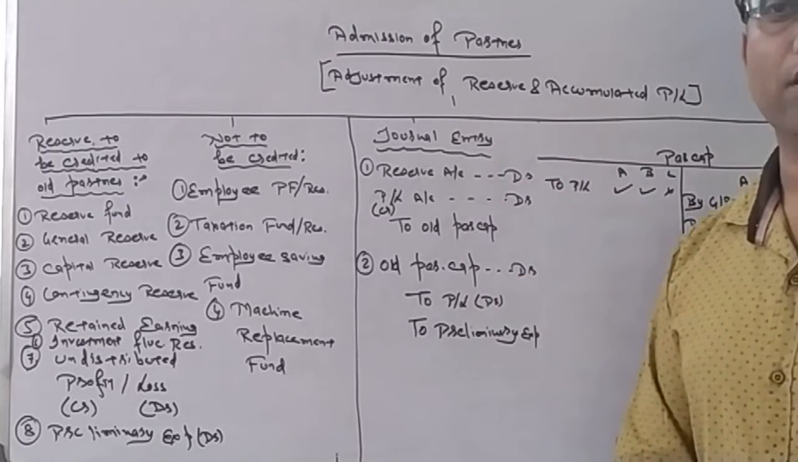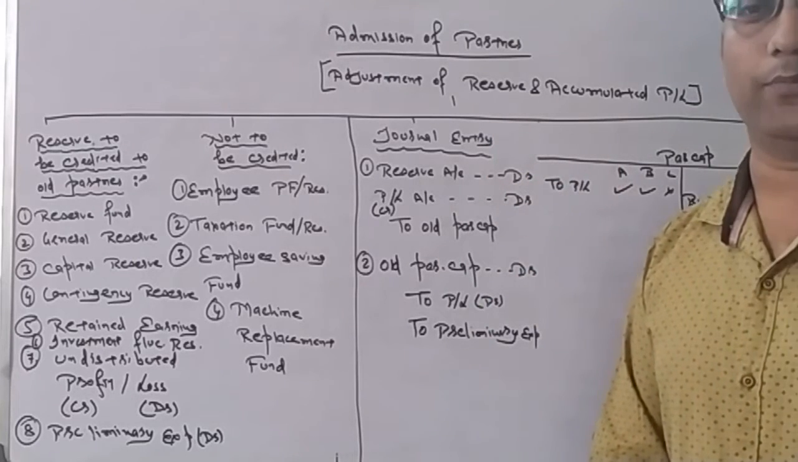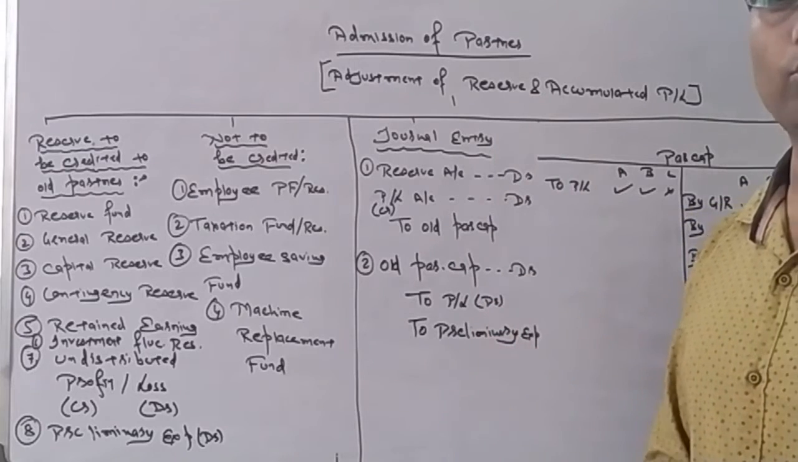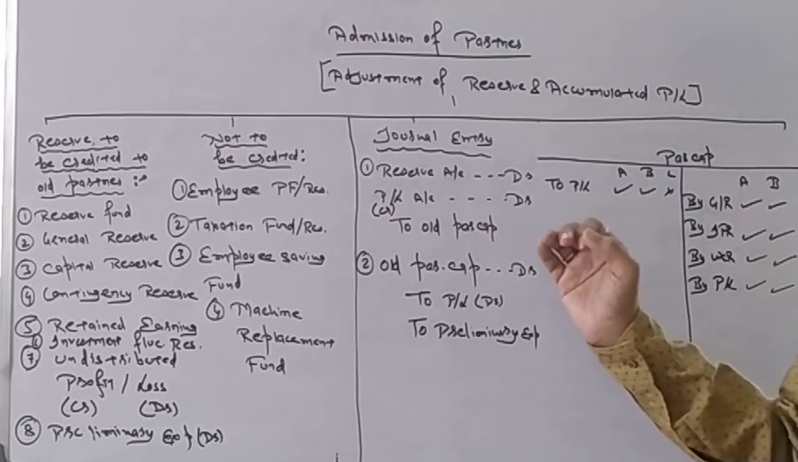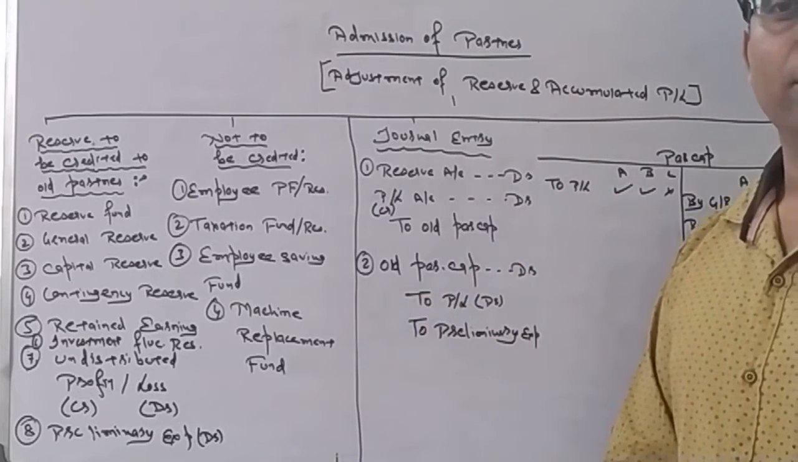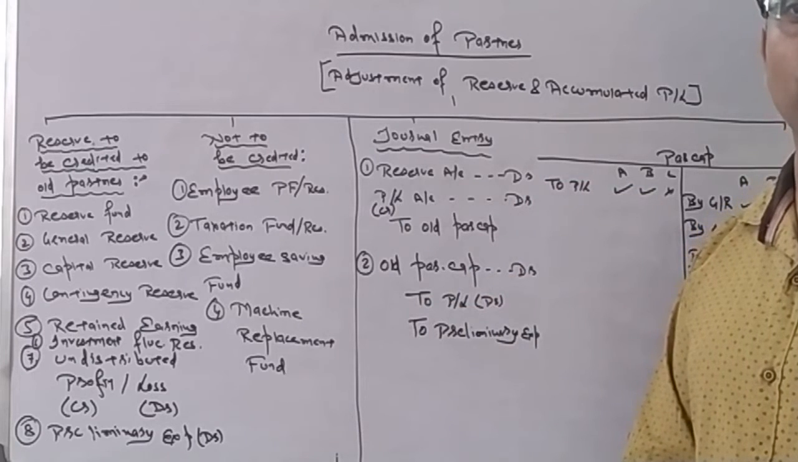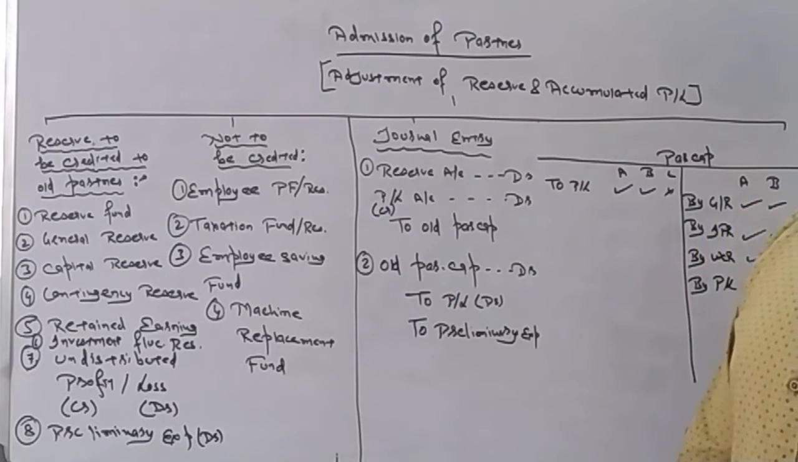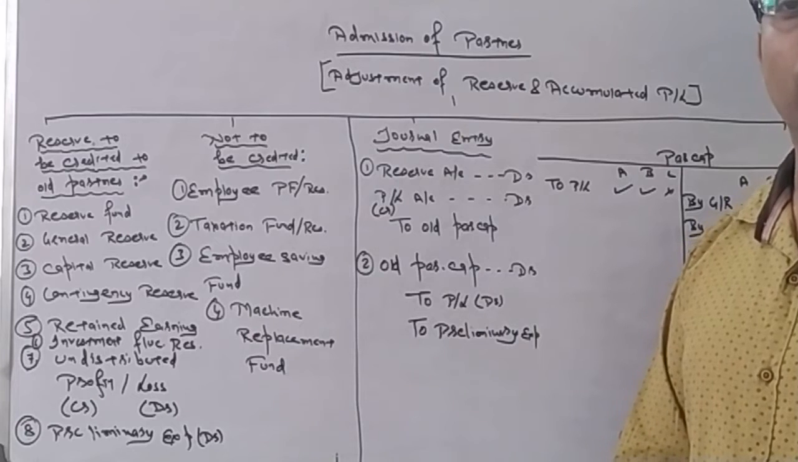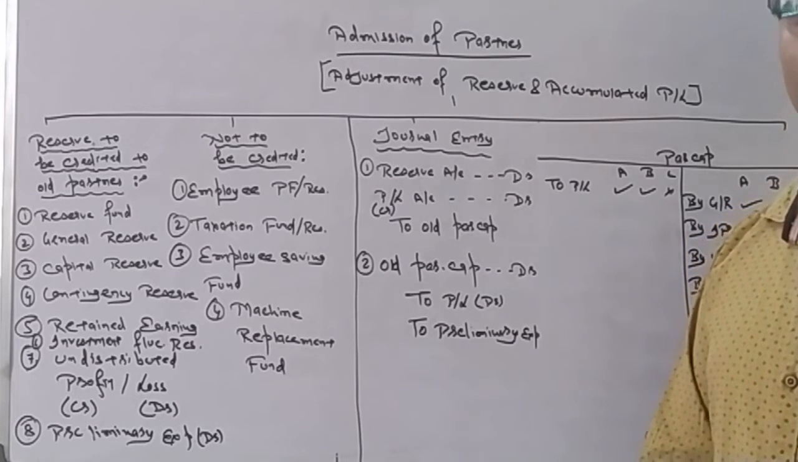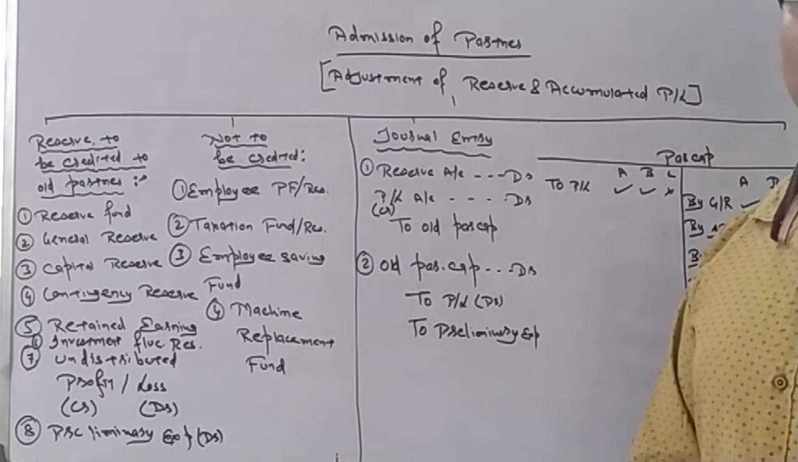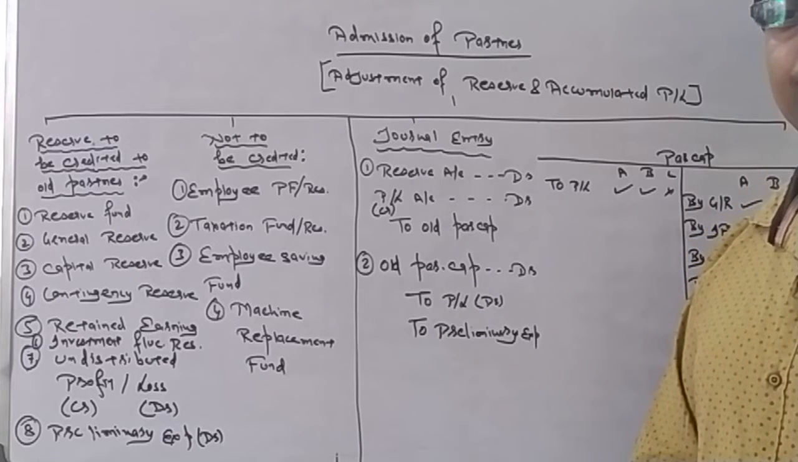We have discussed in admission of partner up to how to calculate PSR, gaining ratio, sacrificing ratio. We have also discussed the treatment of goodwill, its presentation, journal entries. Then we have discussed revaluation of assets and liabilities.